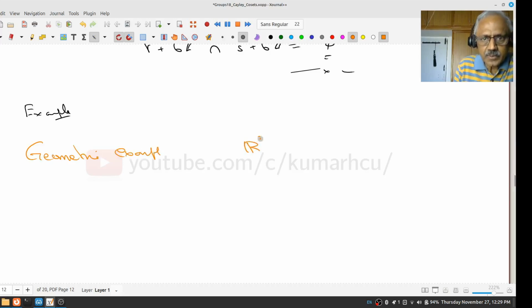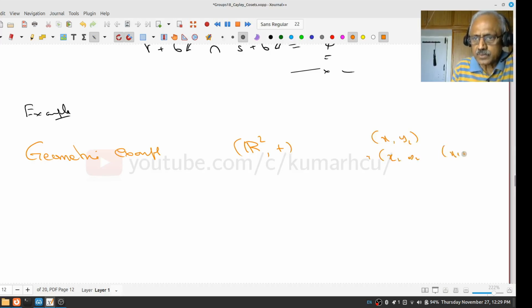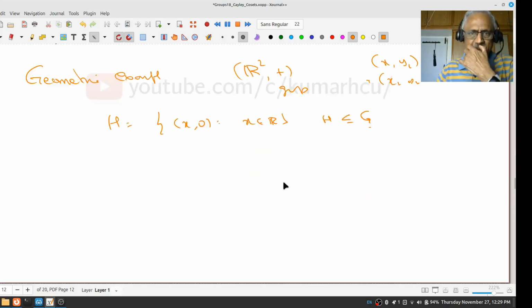Let's look at R2 with addition. That is, if I have (x1, y1) and (x2, y2), then addition is (x1 plus x2, y1 plus y2), right? So this is a group. Now let's look at H to be the x-axis, namely (x, 0), where x varies over R. Then H is a subgroup of G. All these things you had already seen, right?